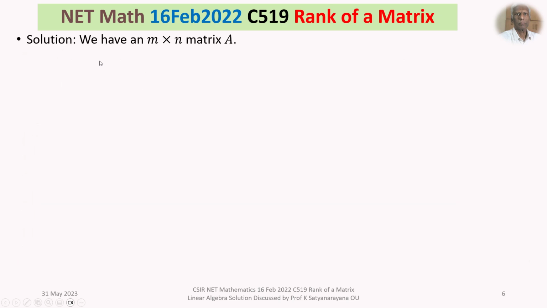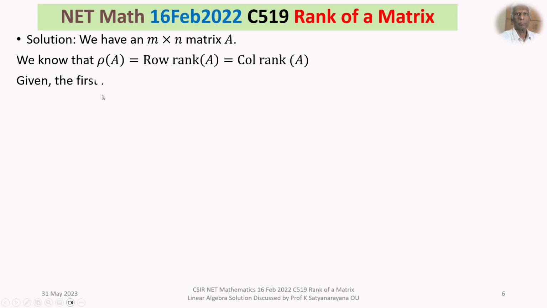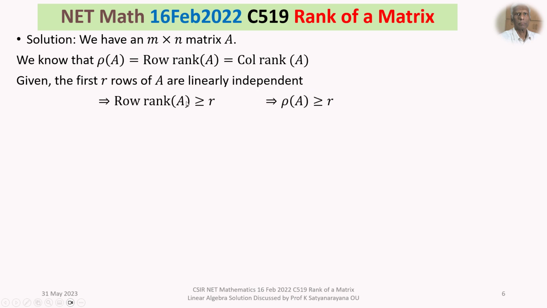We now discuss the solution of the problem in detail. We have an m by n matrix. We know that the rank of A is equal to the row rank of A, which is equal to the column rank of A. Given that the first r rows of A are linearly independent, the row rank of A is at least r, greater than or equal to r. That implies the row rank, which is the rank of A, is greater than or equal to r.